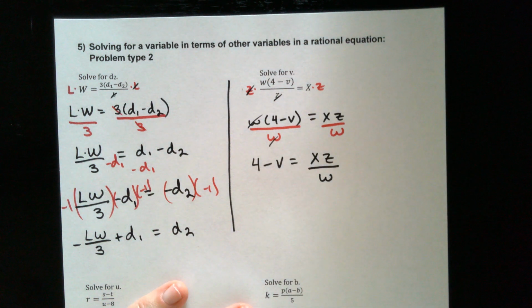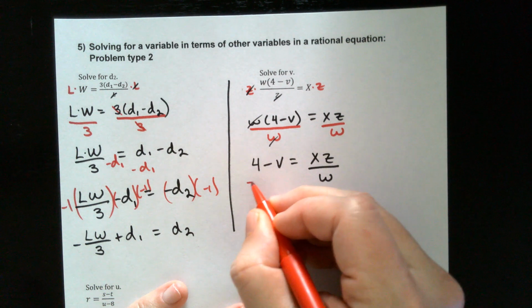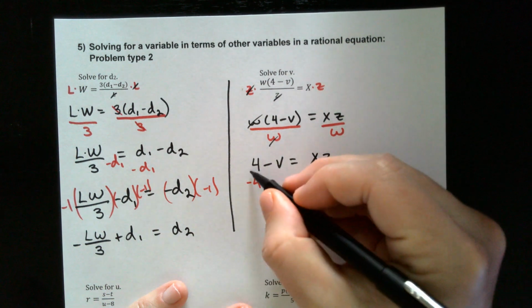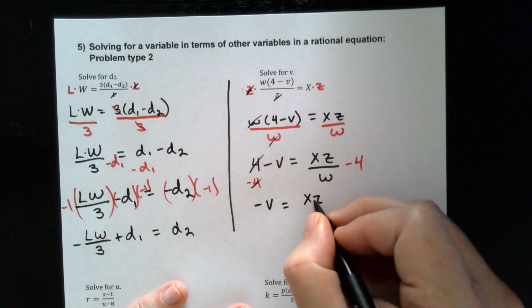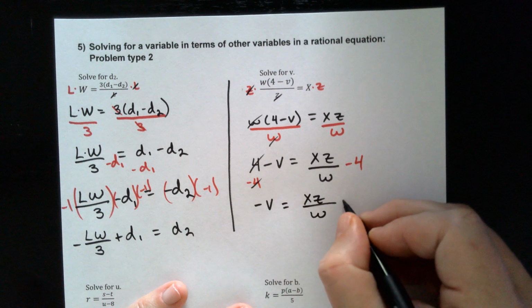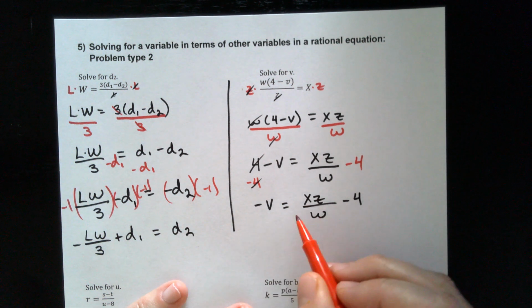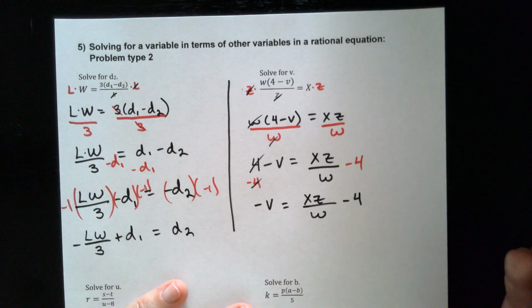Okay, now we still want to get v by itself, so let's subtract the 4. That'll cancel it here. Still have negative v is equal to xz over w minus 4. Okay, and just like we did last time, we need to change the sign to positive. So we need to multiply all terms by a negative 1. Basically what that means is you're changing all the signs in the problem.